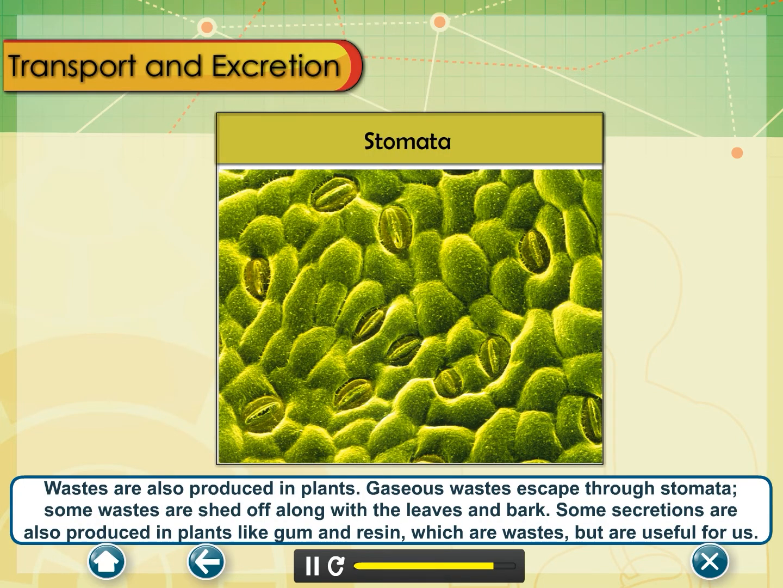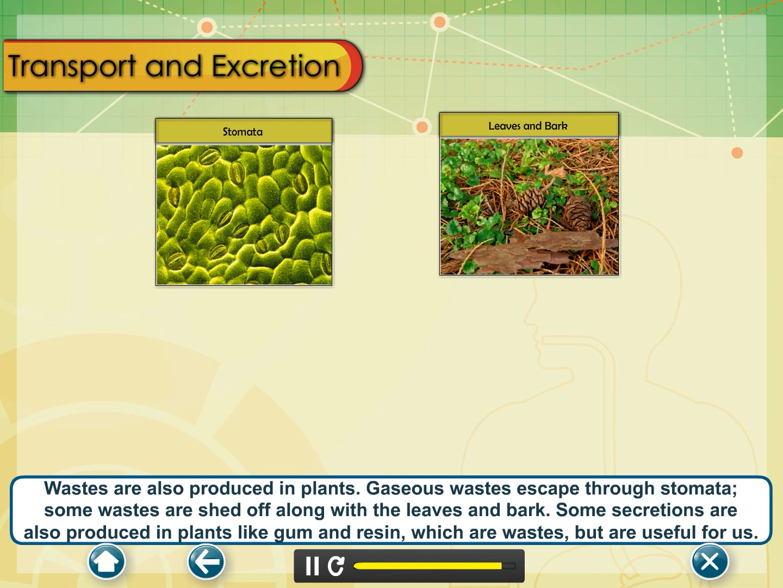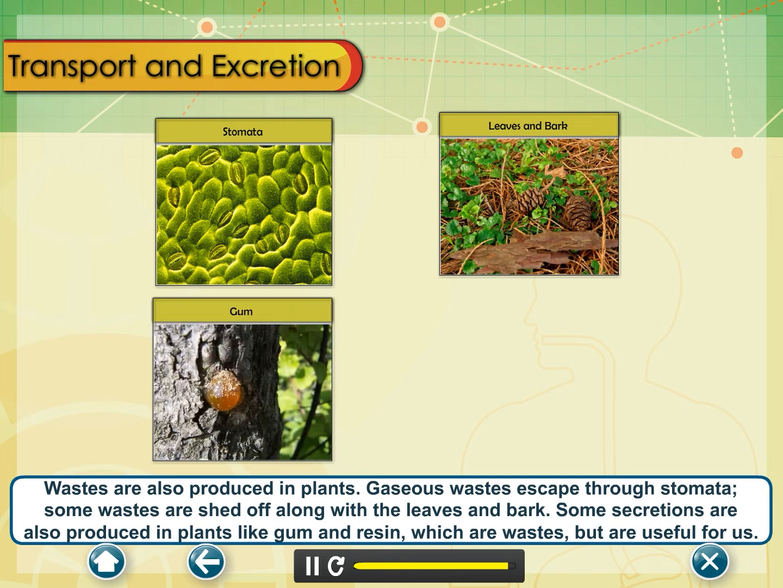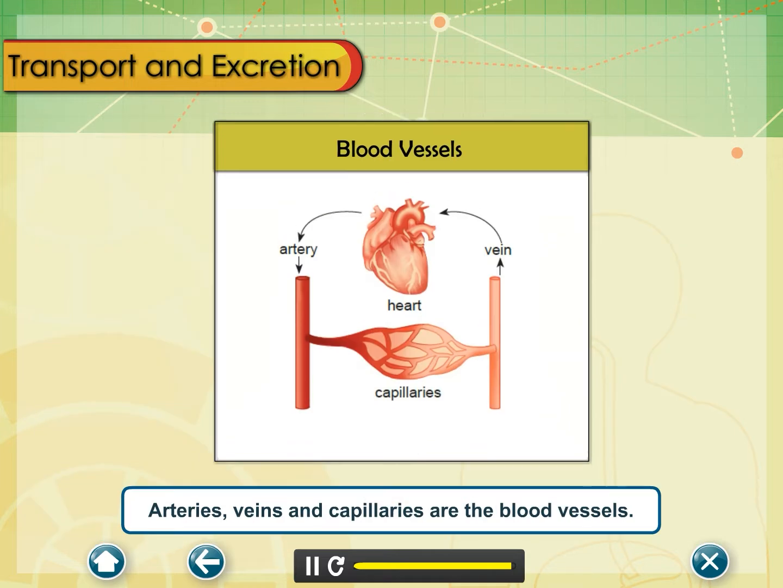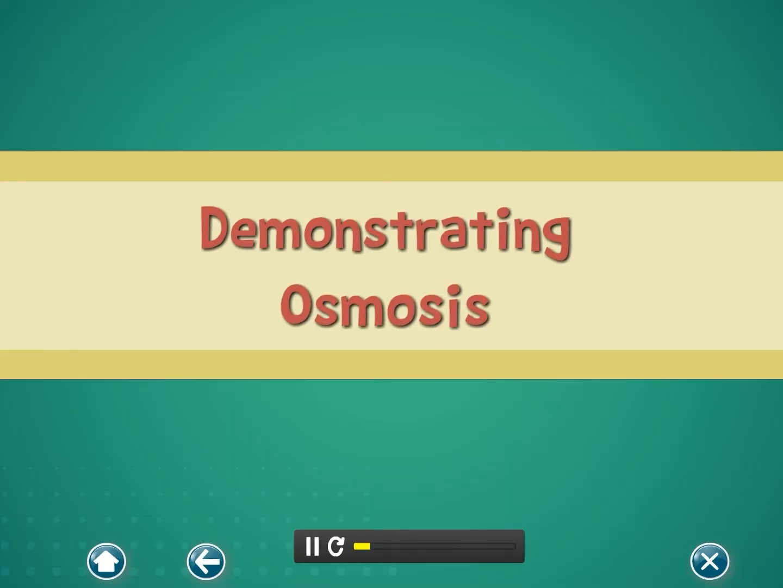Wastes are also produced in plants. Gaseous wastes escape through stomata. Some wastes are shed off along with the leaves and bark. Some secretions are also produced in plants like gum and resin, which are wastes but are useful for us. Arteries, veins and capillaries are the blood vessels.